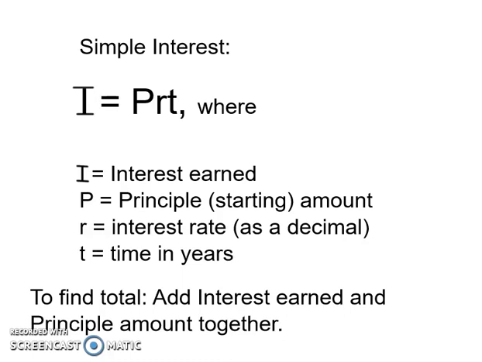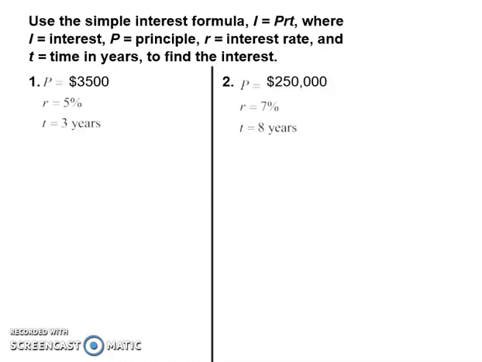So without further ado, let's go through two quick examples. So it says use a simple interest formula. I is equal to PRT, where I is interest, P is your principal amount, R is your interest rate, and T is the time in years to find the interest that is earned. So let's say you have $3,500 and you put it into a bank account, okay? And that account gets you 5% earned in 3 years.